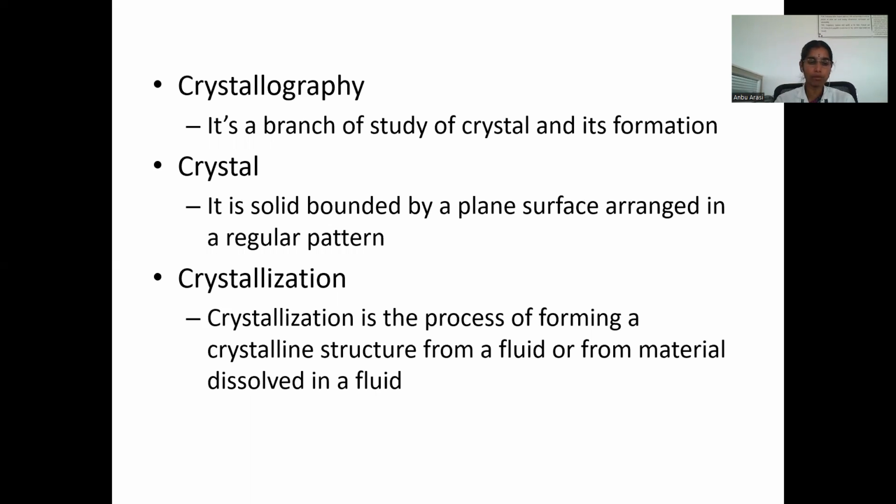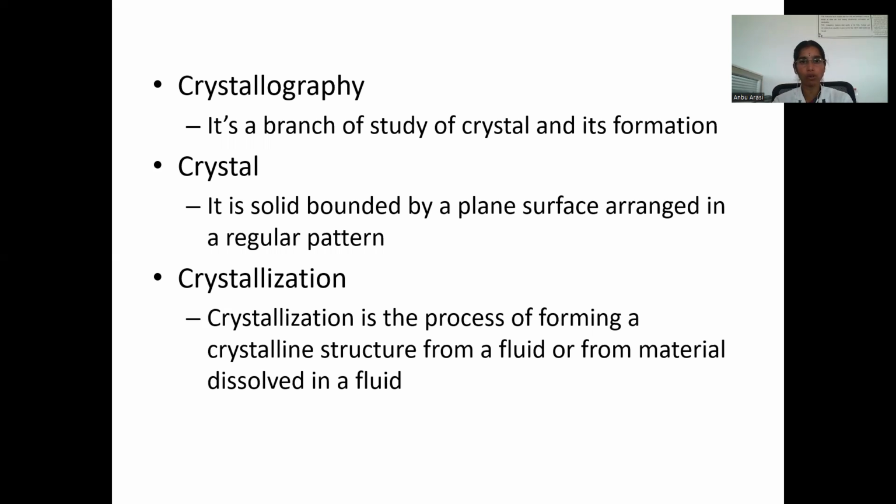Okay, and cement, concrete, and bricks are important construction materials whose constituents are minerals. Hence the study of mineralogy plays an important role in civil engineering. Next, crystallography. The branch of mineralogy dealing with the study of crystals and their formation is called crystallography.